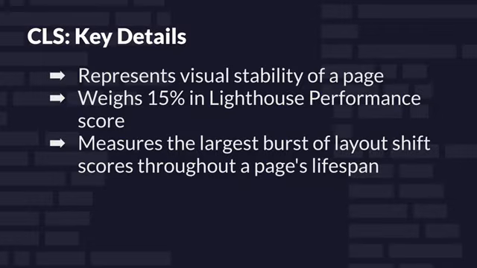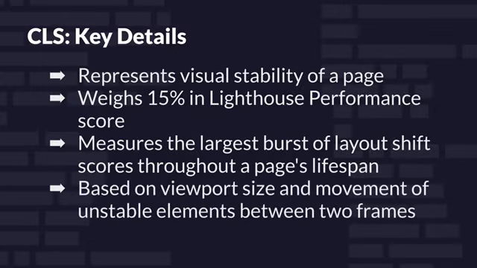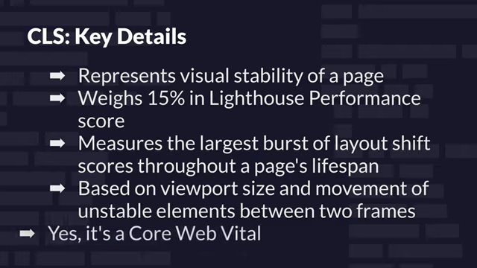How is it measured? To calculate the layout shift score, the browser looks at the viewport size and the movement of unstable elements in the viewport between two rendered frames. The layout shift score is a product of two measures of that movement, the impact fraction and the distance fraction. And is this a Web Core Vital? Yes.